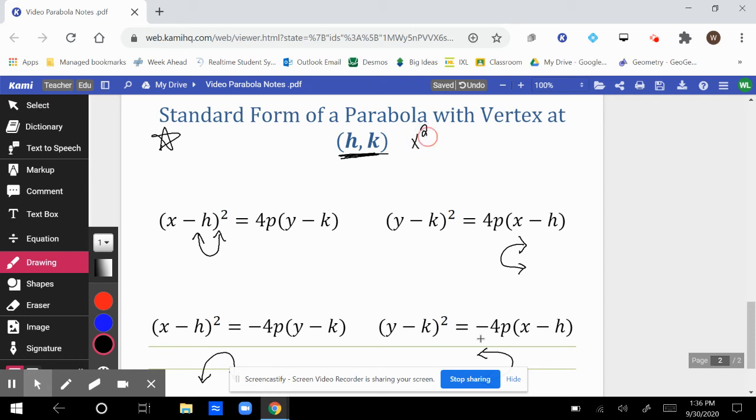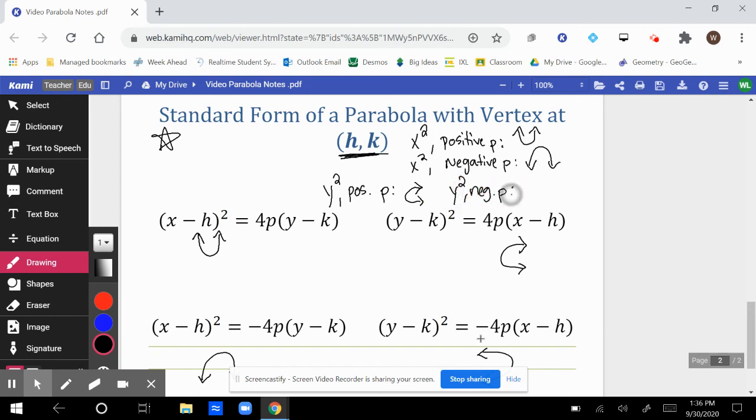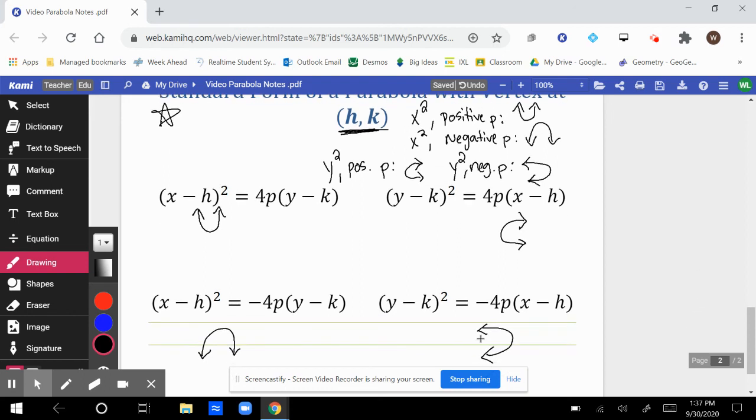So x squared and positive p means it opens up. X squared and negative p would be down. When y is squared and we have a positive p value, it opens to the right. And when y is squared with a negative p value, it opens to the left. So when x is squared, not y, like these 2 on the left, it either opens up or down. You look at the coefficient on the other side. When it's negative, that tells you down. When y is squared, not x, it's either going to open right or left. A positive p means right, negative p means left.